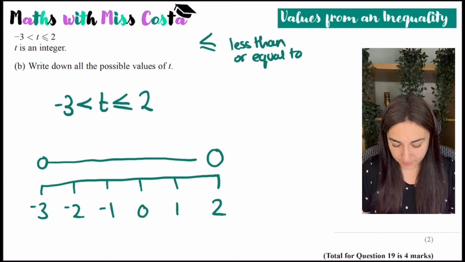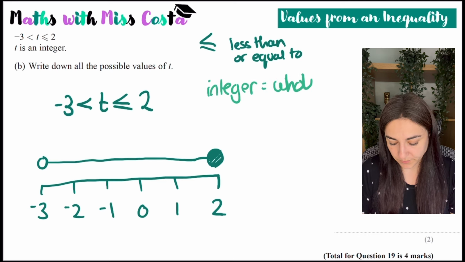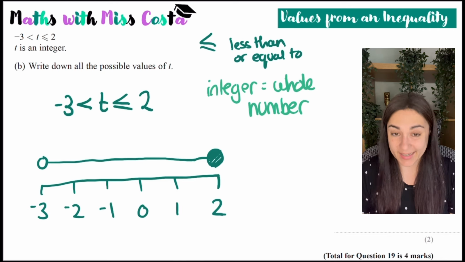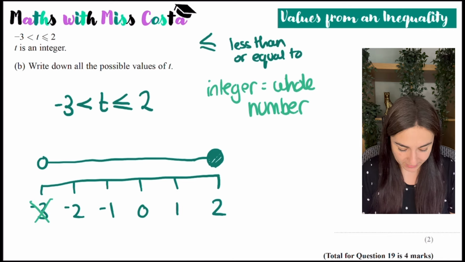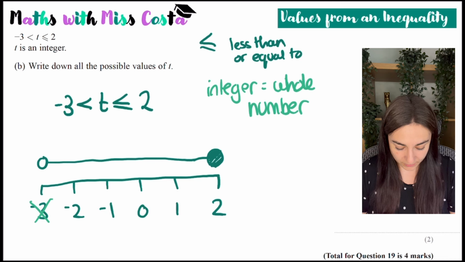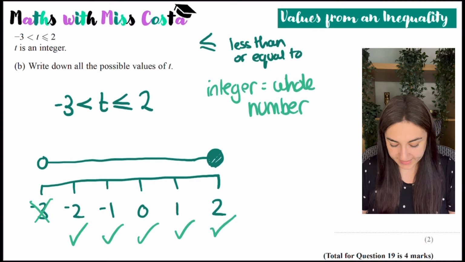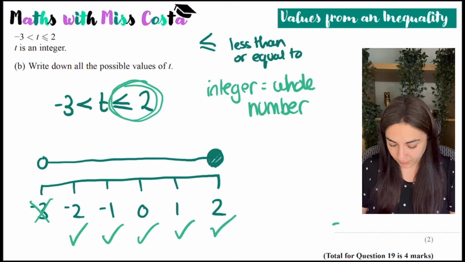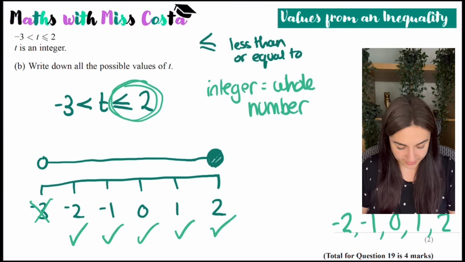I know that an integer just means a whole number, so it can't be a decimal. So I want to figure out what numbers it could be. Well, -3 is less than t, so it cannot be -3. It is in between -3 and 2. So it could be -2, -1, 0, 1, and it could be 2 because it's less than or equal to 2. So the possible values would be -2, -1, 0, 1, and 2.